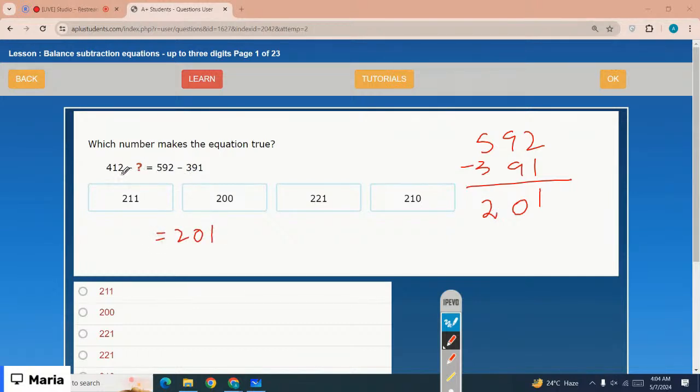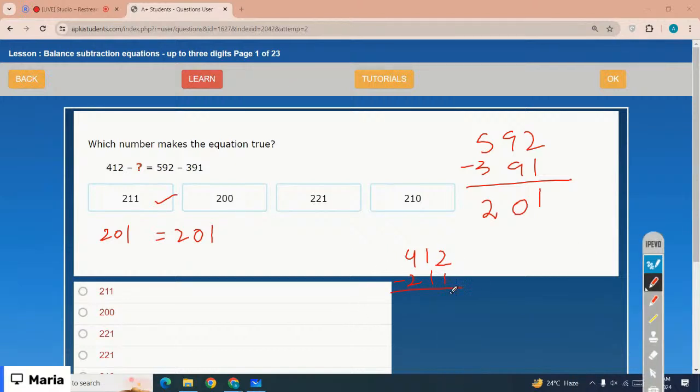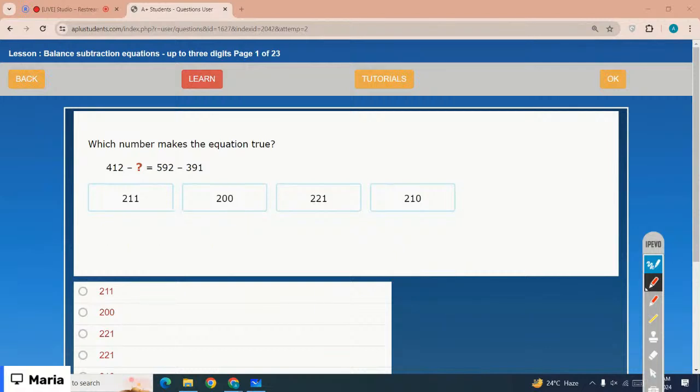Now you have to find a number that when subtracted from 412 has exactly the same answer, right? So which number is it? Let's just check with the first one. 412 minus 211. 2 take away 1 is 1. 1 take away 1 is 0 and 4 take away 2 is 2. So see, when you subtracted the first number you got the same answer. That means the correct option is 211. That is the one that keeps the equation balanced. Got it? The correct option is 211. Why don't you guys use your notebook and pencil and solve the questions on your own?